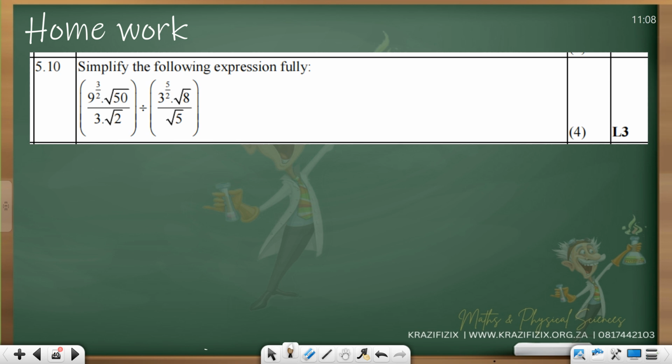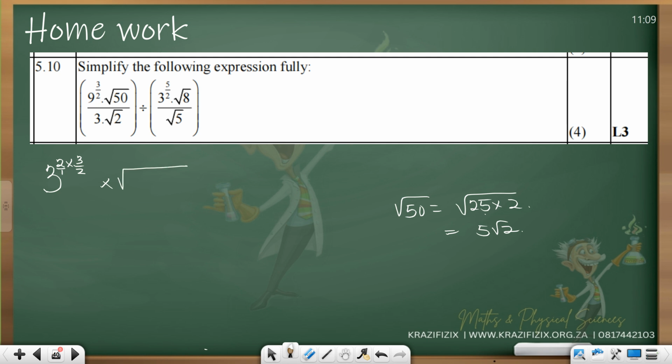Okay, let's start from 9. 9 can be written as 3 to the power 2. This is 2 over 1. Please write very neatly. What is 50? I taught you how to change 50. Root 50, perfect square, 25. What's the square root of 25? It's 5, but we don't know the root of 2, so we leave it like that. So that's how we change it.